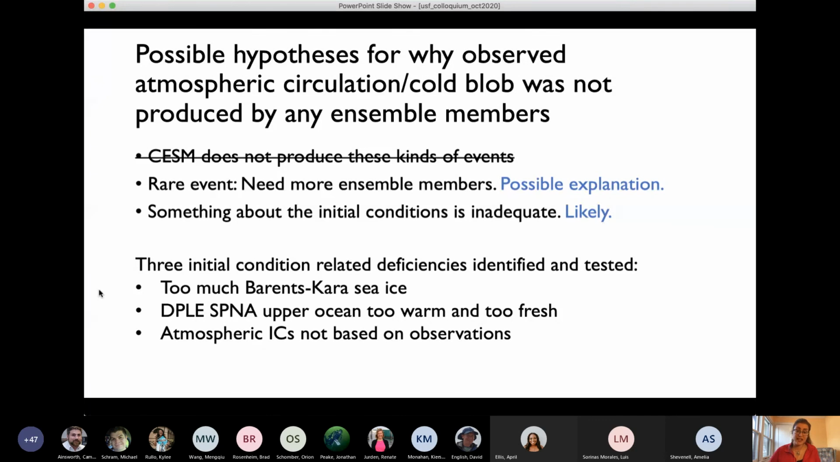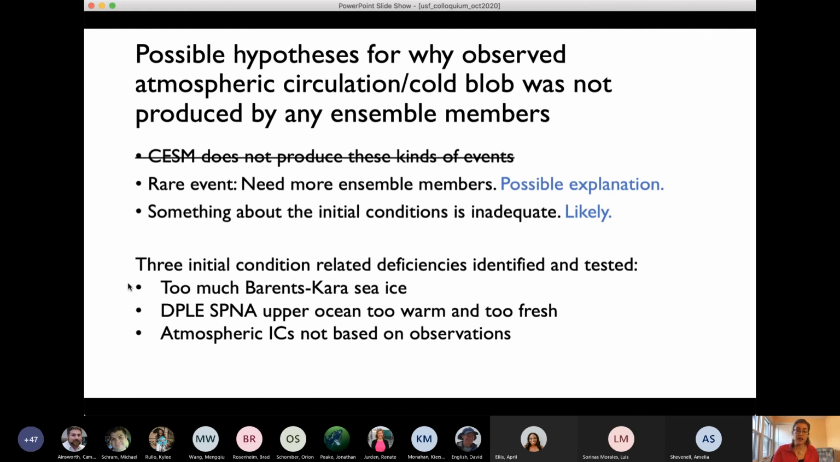First is that this hindcast in the first month has way too much Barents-Kara sea ice. And there's been a whole host of literature over the past 5 to 10 years showing how sea ice may or may not affect atmospheric circulation on these one-ish year timescales. The second issue is that the initial conditions for the upper ocean were both too warm and too fresh. And the third issue is that the atmospheric initial conditions, as I'll explain in a bit, aren't actually based on observations. And so while you expect the atmospheric initial conditions should only give you a couple of weeks of predictability, maybe that's not the case.